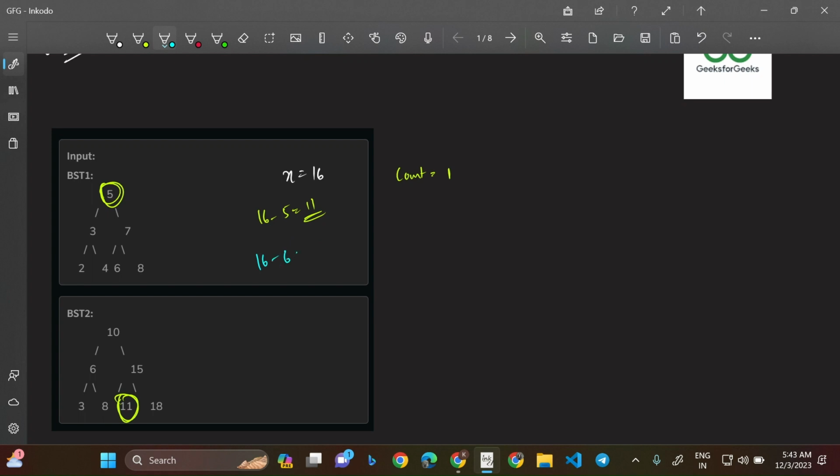So 16 minus 6, that is equal to 10. If I'm considering 6, do I have 10? Yes, I do have a 10. Fine, so I've got another pair. So right now my pair count is 2.